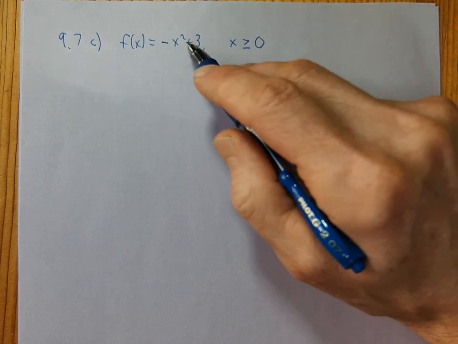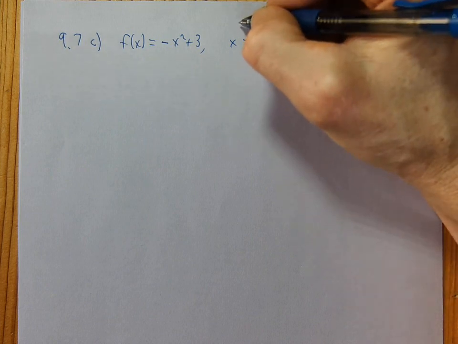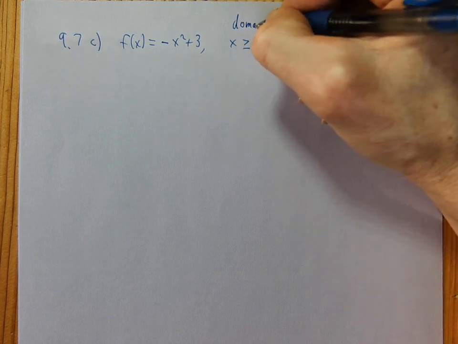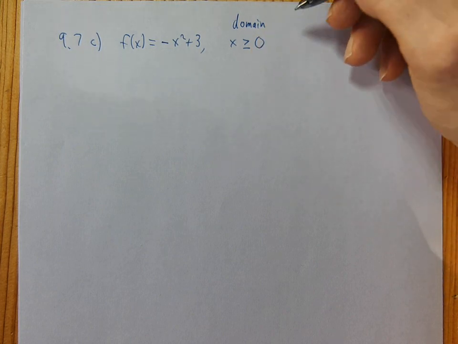So let's look at the domain and range. They tell us x greater than or equal to 0, just because they can. So obviously that's our domain. They didn't have to say that, but they did. We could have had any x we wanted. But they're saying x greater than or equal to 0, so okay, that's the domain.